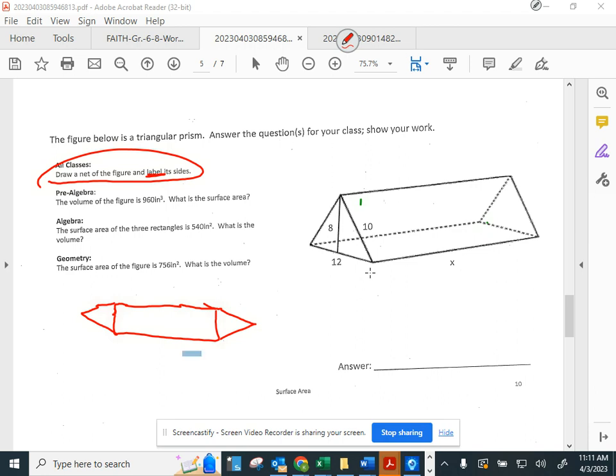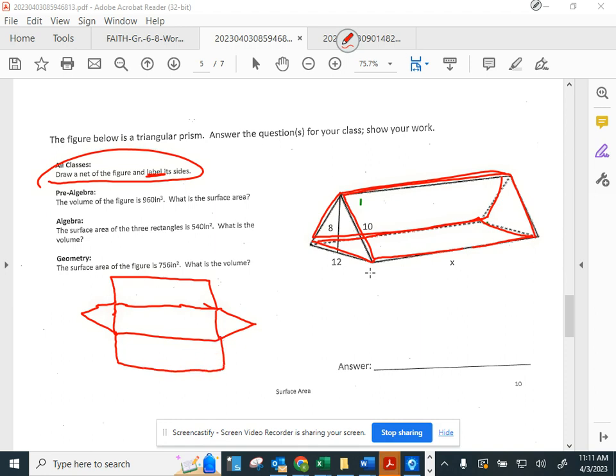What else do I have to do, Olivia? You put 2 rectangles. If we look at our figure here, we have one rectangle on the bottom, one rectangle on this side, and one rectangle on the back side. So you are correct, Olivia, there are 3 rectangles. So now if we fold it up, this one folding up this way will match up with this one. This one folding up this way, and we fold up the triangle, they are going to match up.